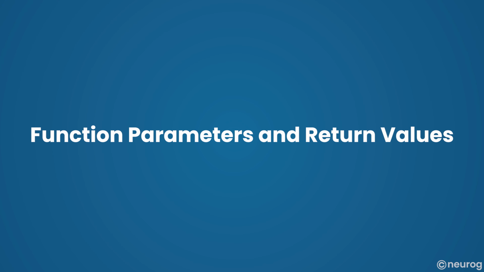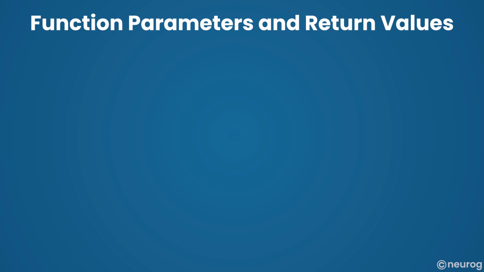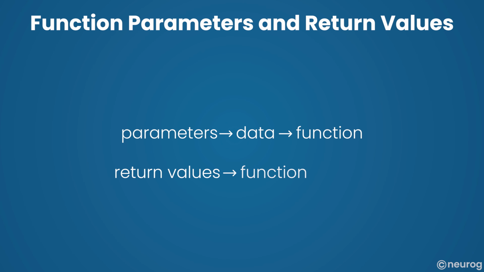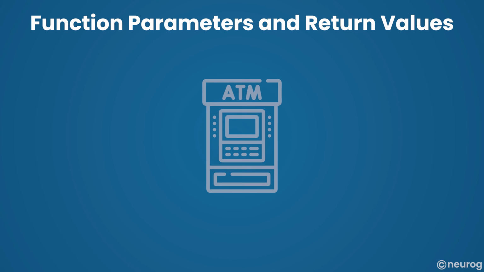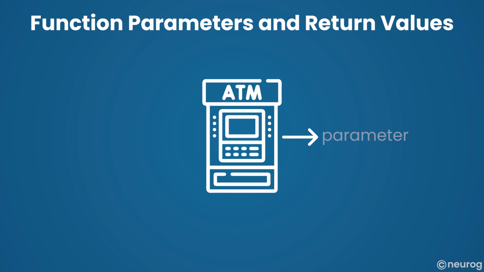Functions can have parameters and return values. Parameters allow you to pass data into a function, and return values allow the function to provide a result. Consider an ATM. Inserting a card is like a parameter, and getting money is like a return value from the function.